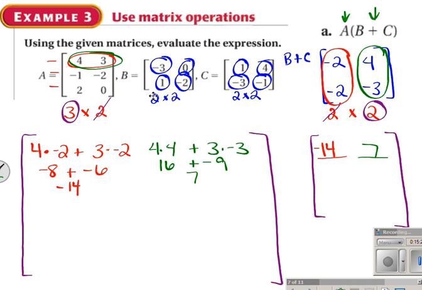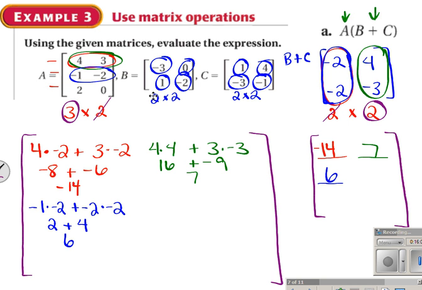Okay? Next up, row 2, column 1. So I'm multiplying row 2 by column 1. So negative 1 times negative 2 plus negative 2 times negative 2. So I get positive 2 plus positive 4, which is not 8, it is 6.